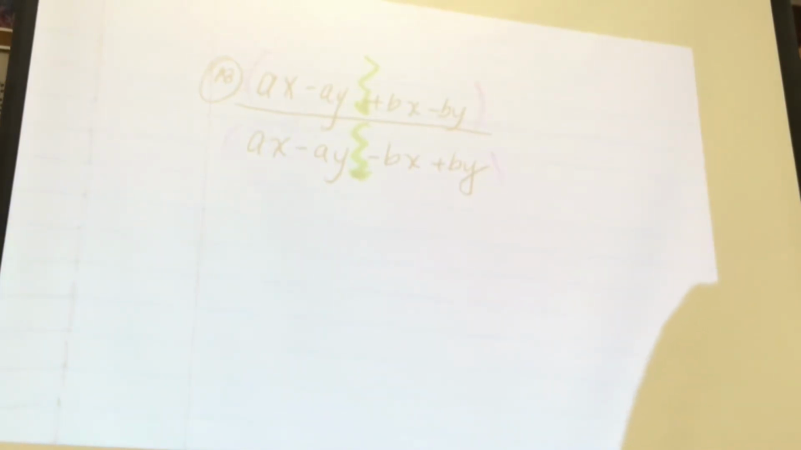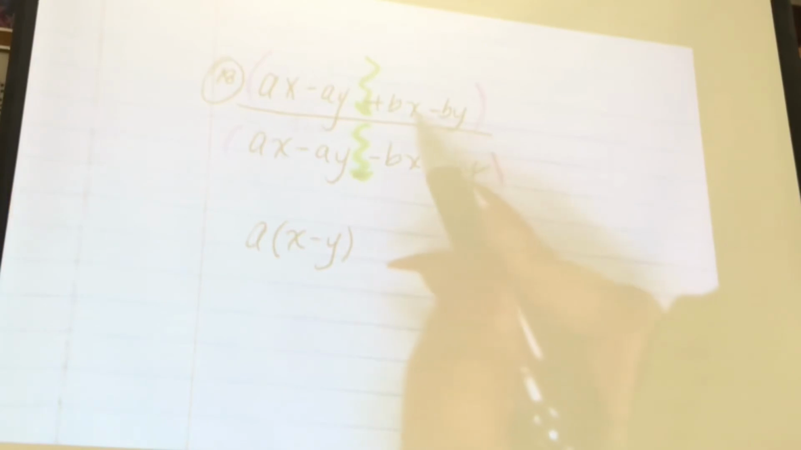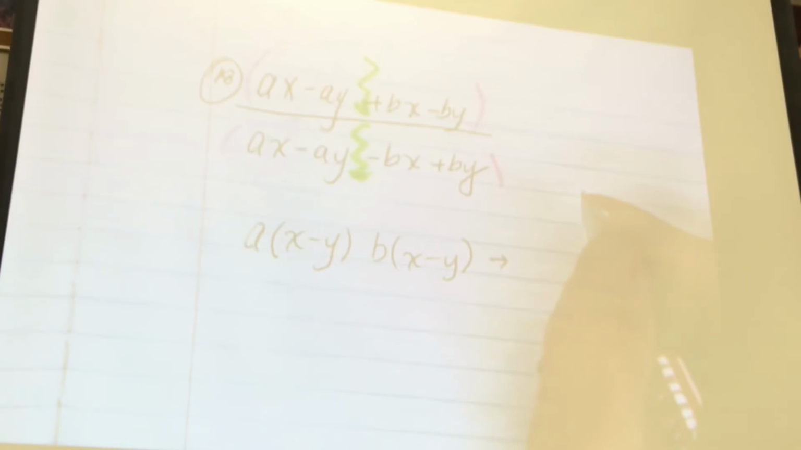Kyle, help me out. Let's do the numerator first. If I factor out common term, what's the common term for this first part? A, and I'm left with? X minus y. X minus y. And then over here, Michaela? B, and I'm left with x minus y. Ashley, what am I left with in the numerator? Good job. That's my numerator.